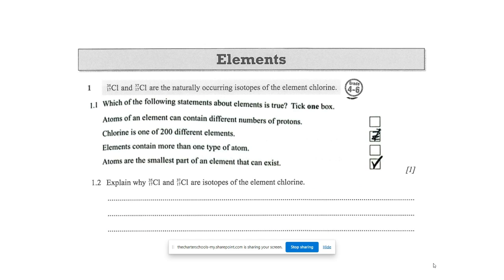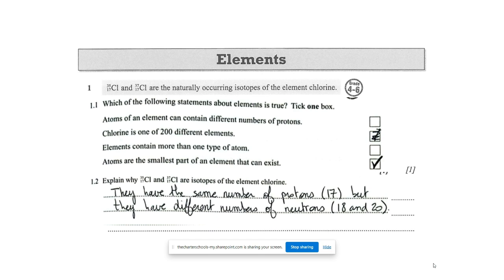Why are these two isotopes of each other? Because they have the same number of protons, but they have different numbers of neutrons, 18 and 20. Okay, that's the definition of isotopes. Atoms of the same element with the same number of protons, but different numbers of neutrons. So same atomic number, different mass number.